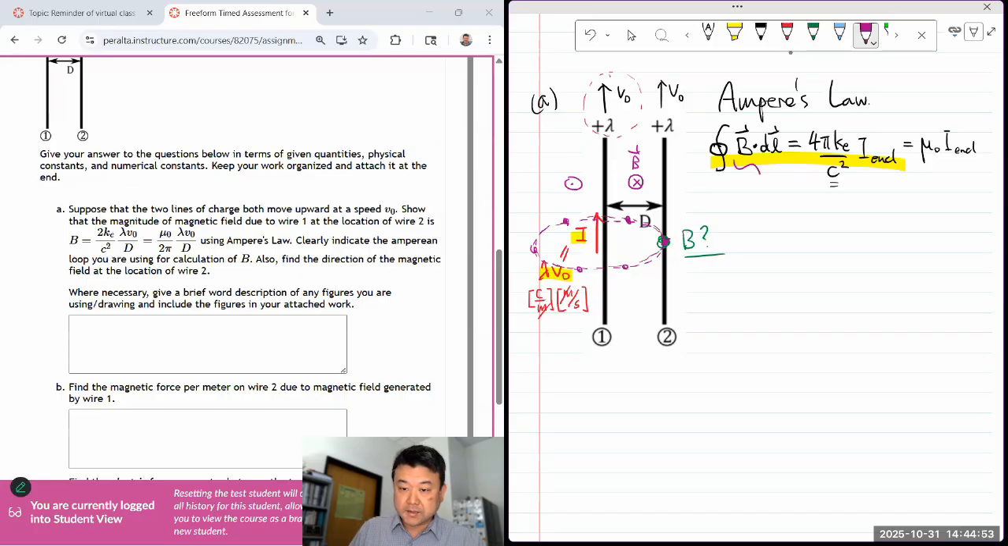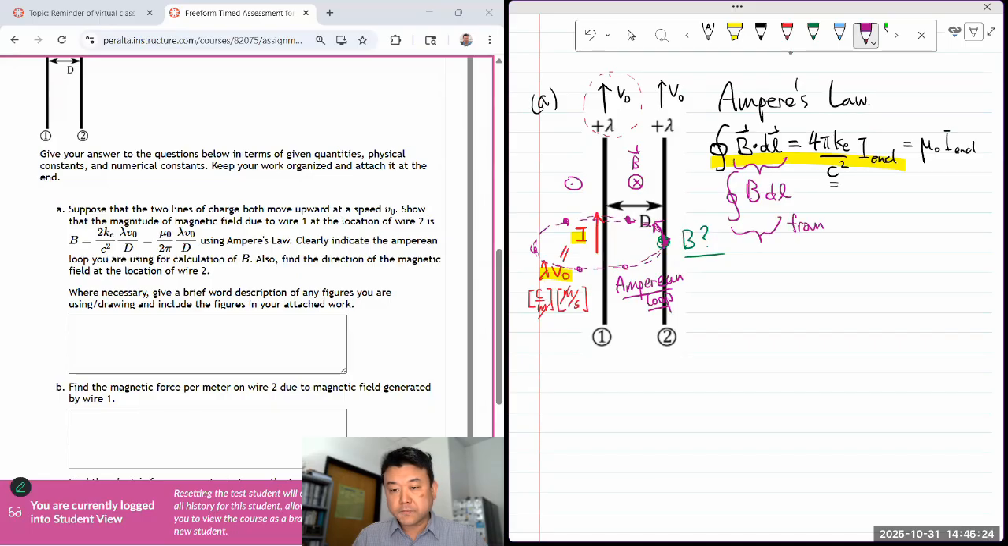So this B dot dl, I'm going to simplify as simply B dl, because the direction of the magnetic field and the direction of my loop, the Amperian loop, let me label it, Amperian loop, is in the same direction. So the dot product just gives you 1. So B dl.